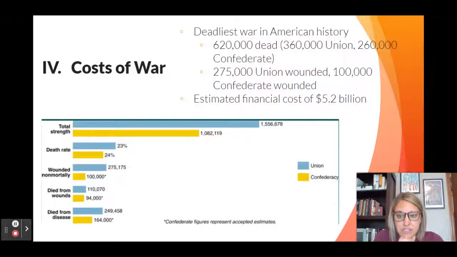So our final concept here is to look at the costs of the war. This is the deadliest war in American history. Huge amounts of dead and wounded, and the estimated financial cost of $5.2 billion. Now, what's interesting is that actually significantly more soldiers died from disease than from actually wounds in the war. If you were in the Confederacy or the Union Army, you had about a 1 in 4 chance of dying.